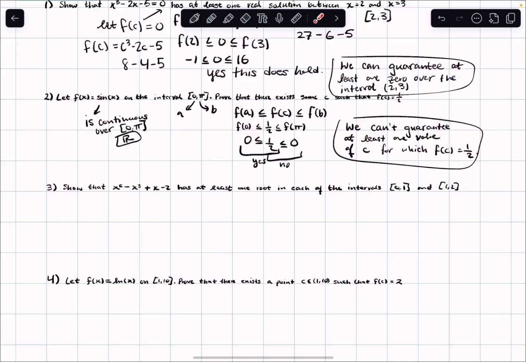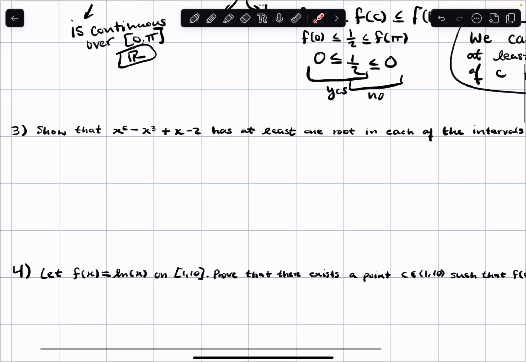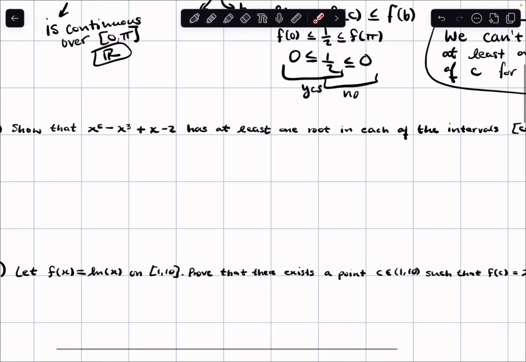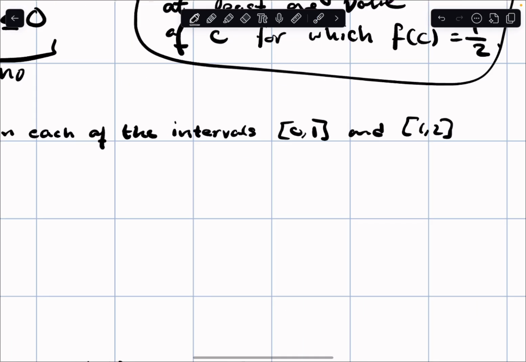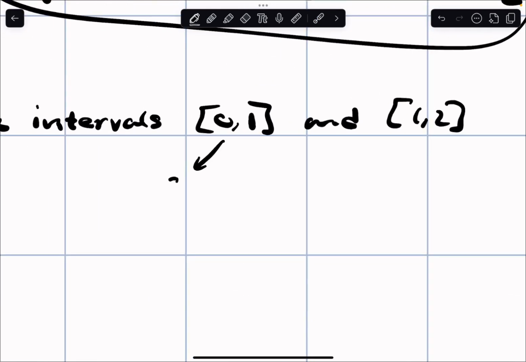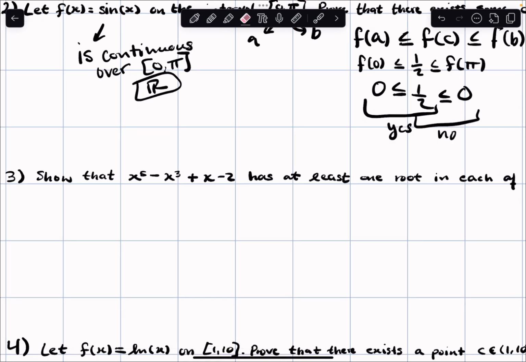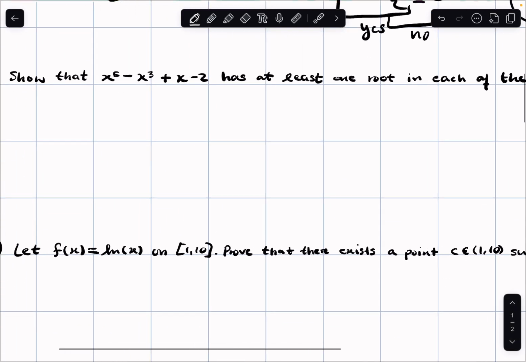So let's move on. Show that x to the fifth minus x cubed plus x minus 2 has at least one root in each of the intervals. This is actually two problems in one, so I'll start with this one. This is going to be our A, and this is going to be our B. Is this continuous everywhere? Well, yes it is, because it is a polynomial.